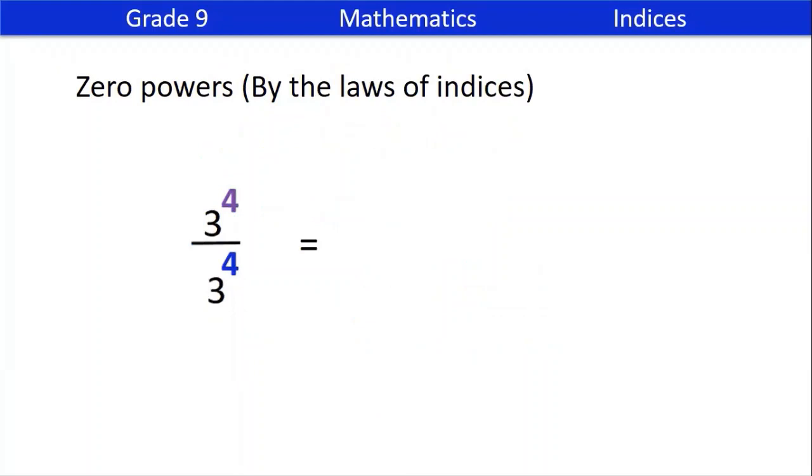And let's try out the same problem, but with a different method by using the laws of indices. Here guys, there is a quotient of powers with the same base. The base is 3 and the two indices are 4 and 4. That means we need to subtract 4 by 4 to have the index of the answer, and that is equal to 0. So by the laws of indices, 3 to the power 4 over 3 to the power 4 is equal to 3 to the power 0.